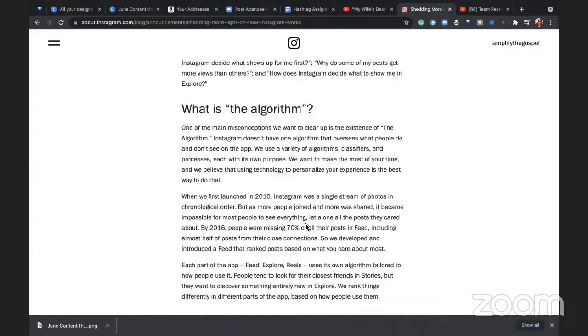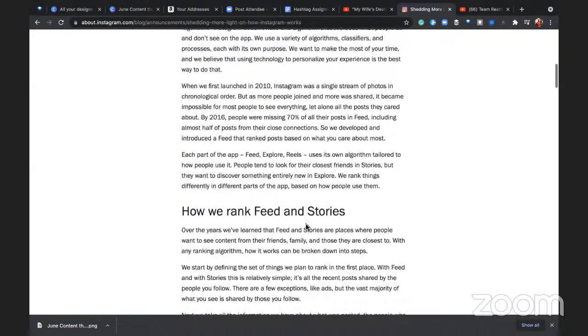Each part of the app, feed, explore, reels, uses its own algorithm tailored to how people use it. People tend to look for their closest friends in stories, but they want to discover something entirely new in explore. We rank things differently in different parts of the app based on how people use them.